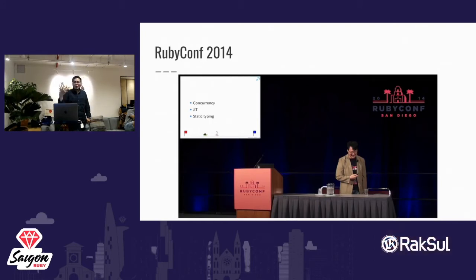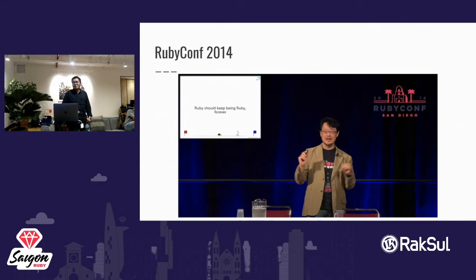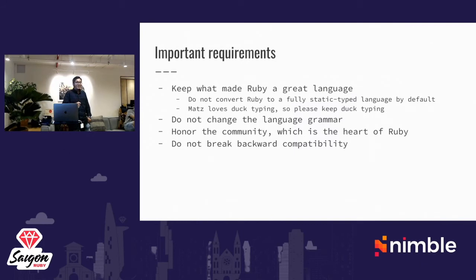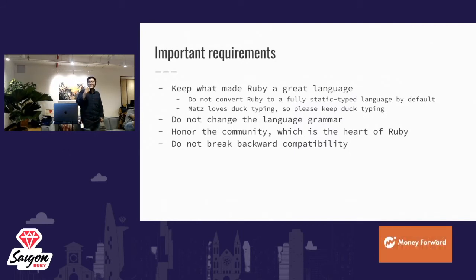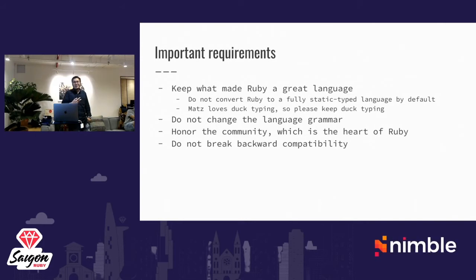And in the talk, he particularly mentioned that Ruby should keep being Ruby forever. What does it mean? It means that when looking at the typing system in Ruby, people have to be aware that there are some requirements. The first one is that we must keep what makes Ruby a great language. Ruby is a beautiful language. It is not fast, but it is easy to develop, so we do not convert Ruby to a fully static type language by default. It should be dynamic type always. Second, Matz really loves duck typing. I don't know why. So he decided to keep the duck typing.